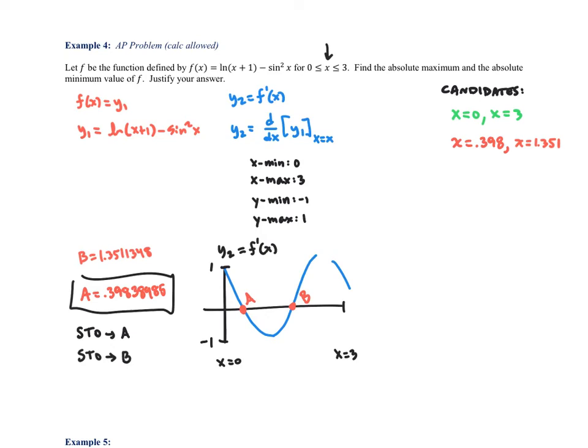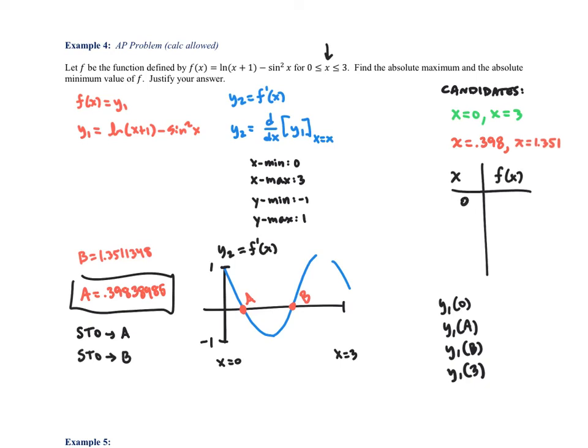Okay, so now we got to go back to our function, and we got to test each of these values. So here's our x values and our outputs. Okay, so here's where you want to use your calculator. The alpha trace will bring up your function value, which is y1. So we want to do y1 of 0, y1 of, well, actually let's call it a, y1 of b, and y1 of 3.